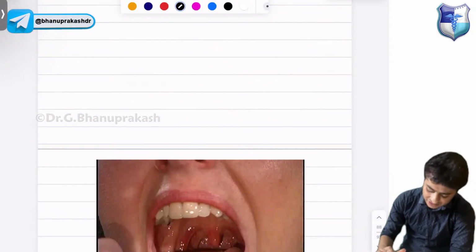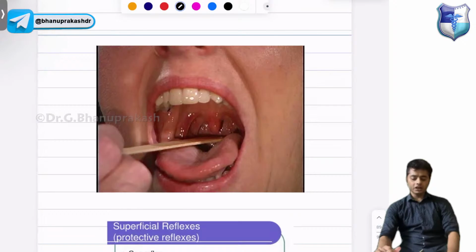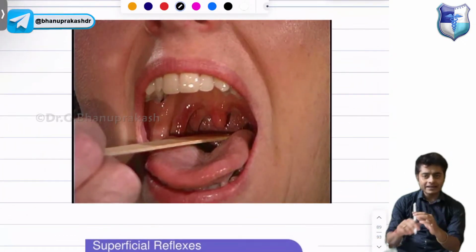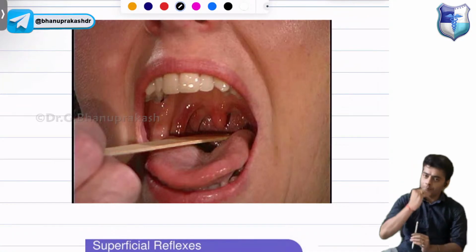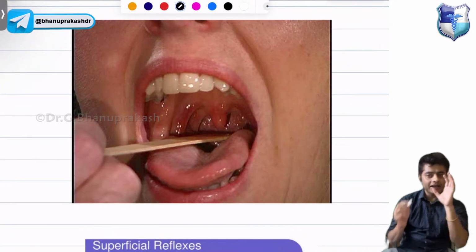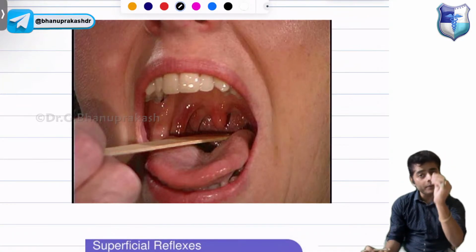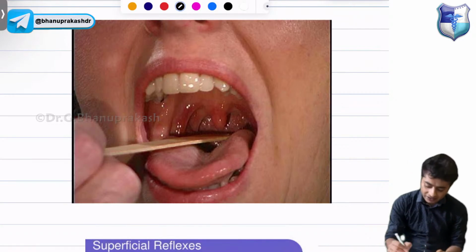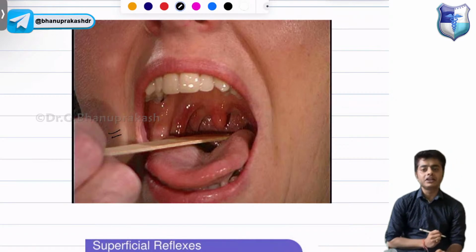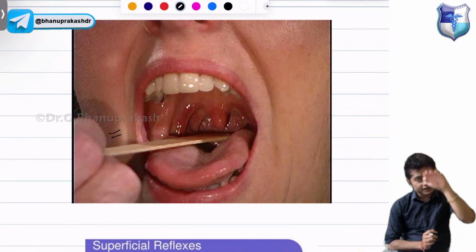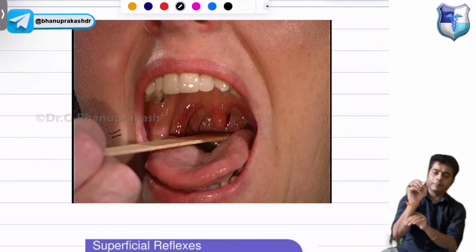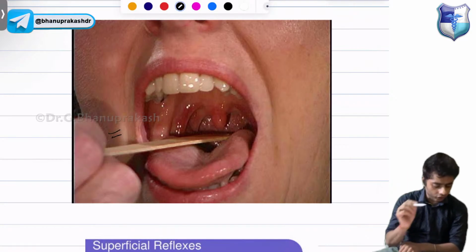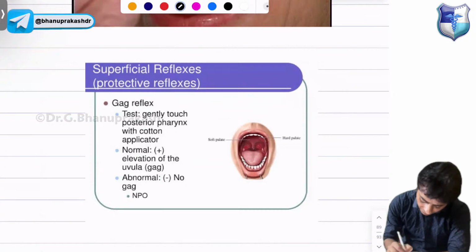Okay, so how is the gag reflex done? See, you are seeing this patient. First, you put a tongue blade inside the mouth and press the tongue such that a space is there so that you can stimulate the posterior pharyngeal wall. You are seeing here this doctor is using a spatula so that the tongue is suppressed. Then with another spatula or a cotton wisp, he will stimulate the posterior pharyngeal wall.